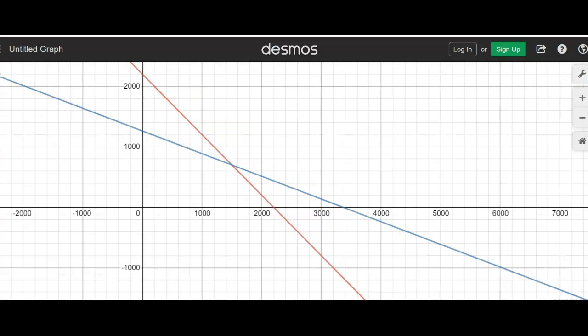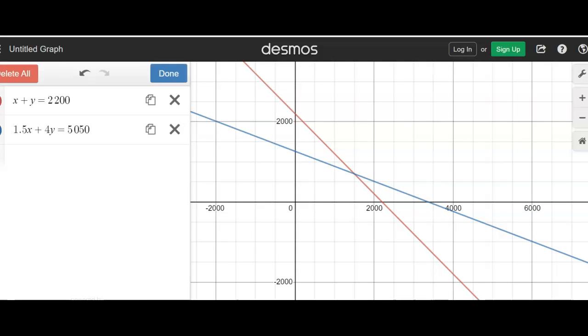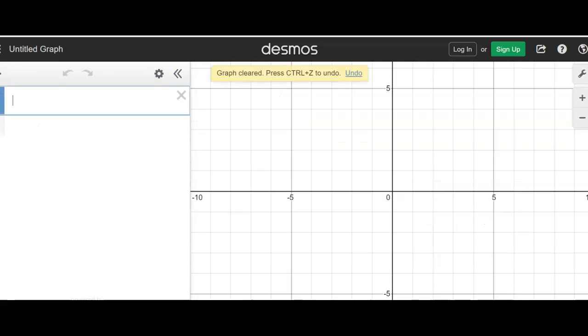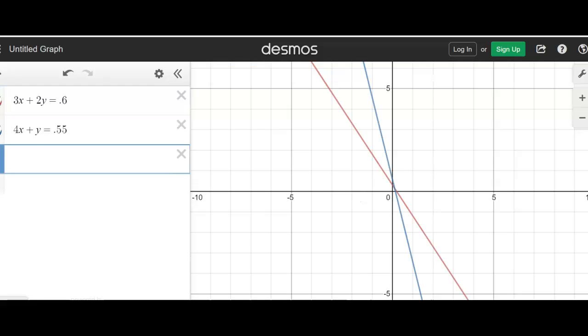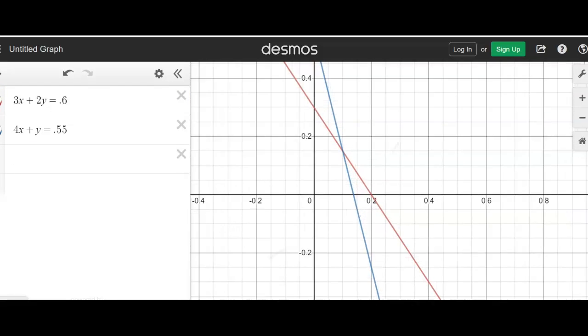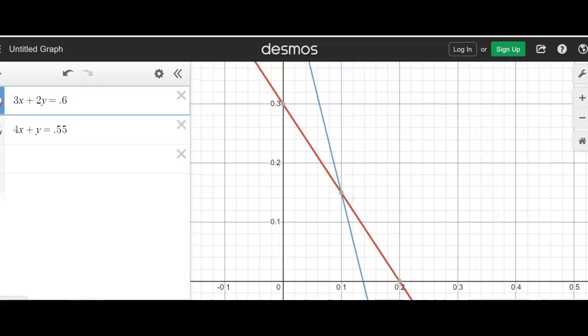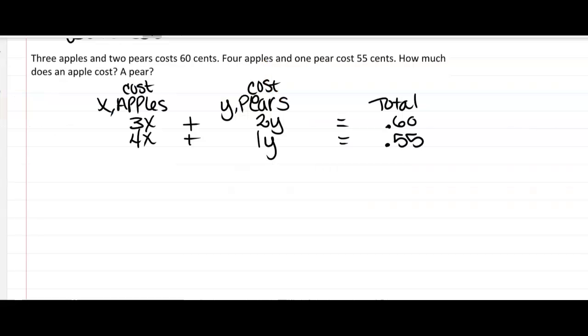And since it has one already, we're going to push those arrows, click on this little circle or the wheel, delete all, and then we start typing in the next problem, the problem that we just got. All right, so if you notice, down here is my intersection. So I'm going to click on the intersection to get my point. It's 0.1 and 0.15. So let's write that down.